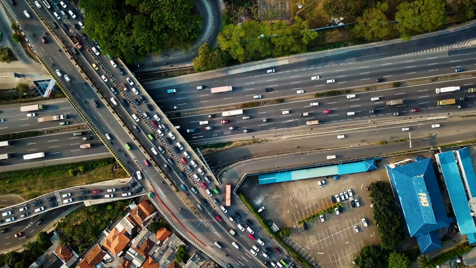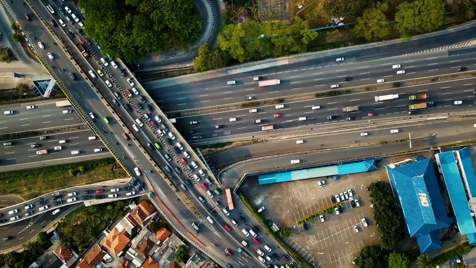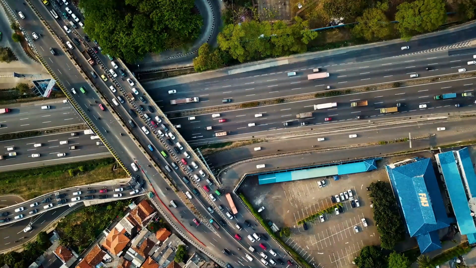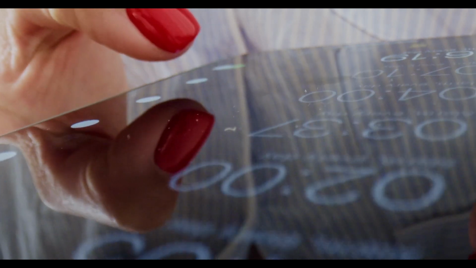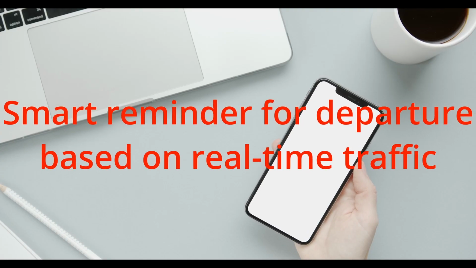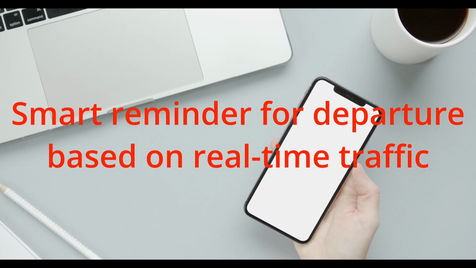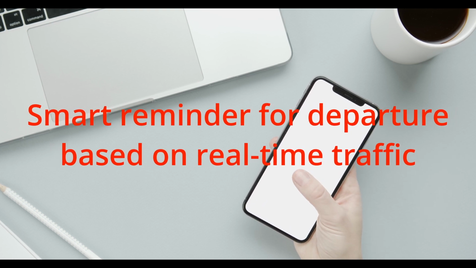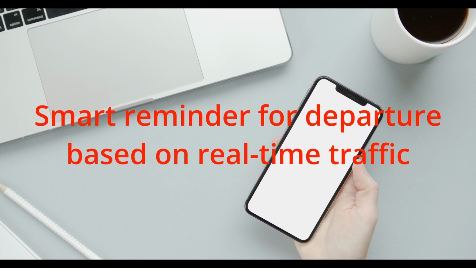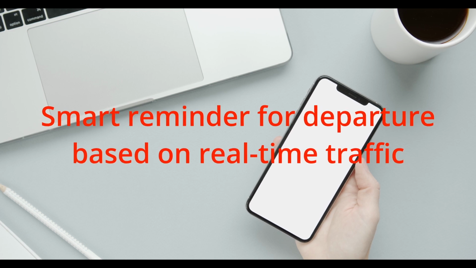Living in a busy city with heavy traffic means travel times from point A to point B can be unpredictable. That's why just setting a phone alarm to leave for work or school often isn't enough to ensure you arrive on time. In this video, I'll show you how to set up a smart reminder on your phone to ensure you are never late for work or school, whether you are traveling by car, bike, or public transit.